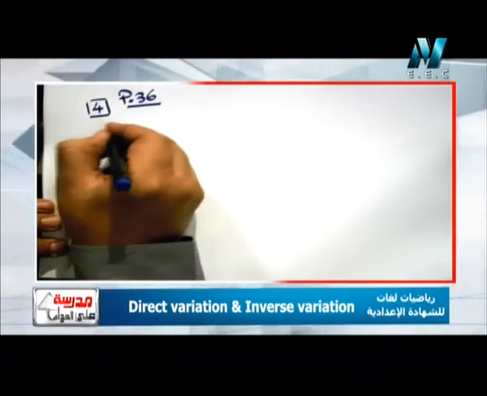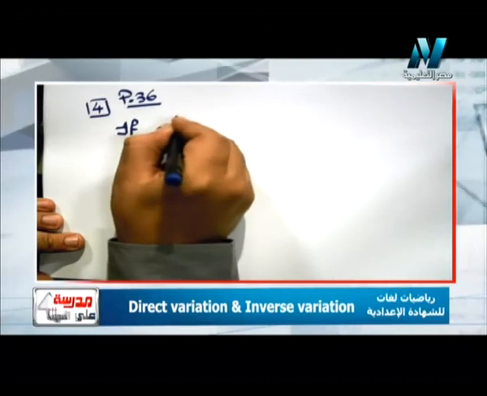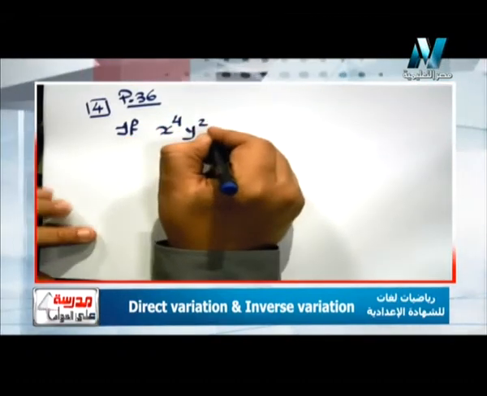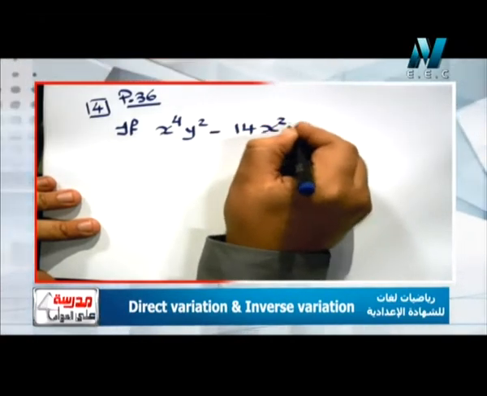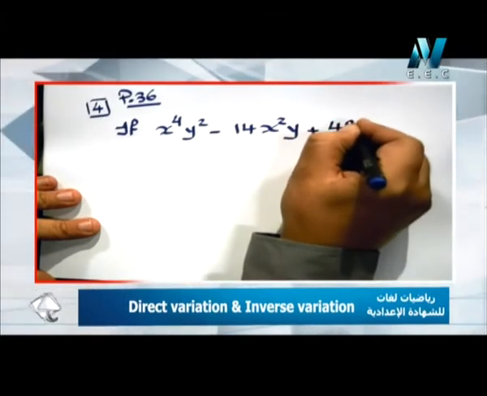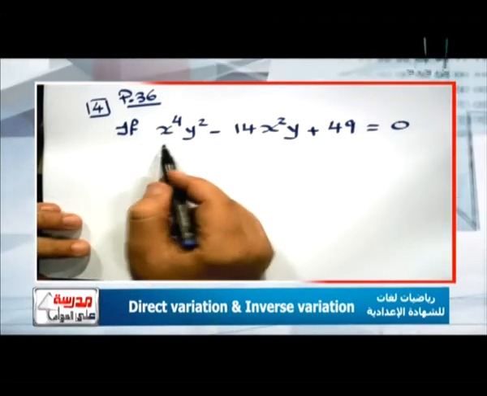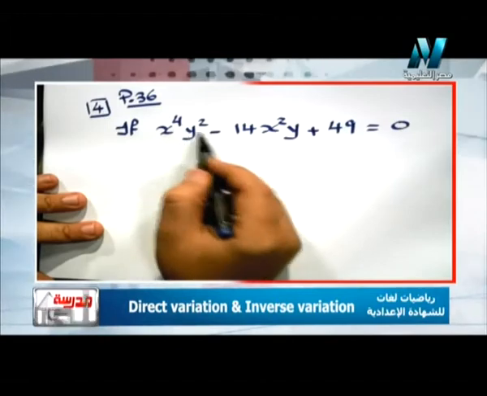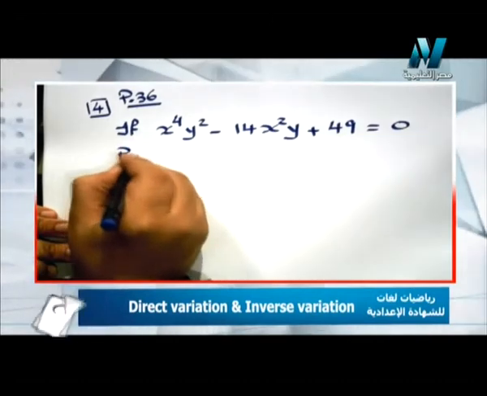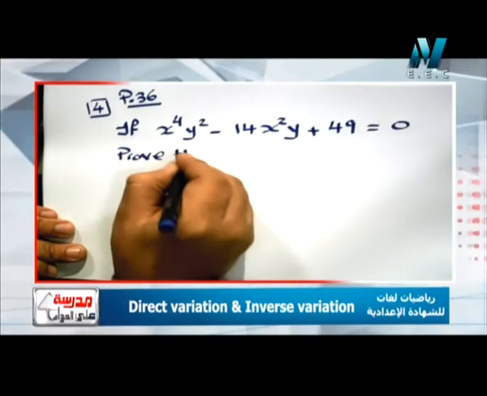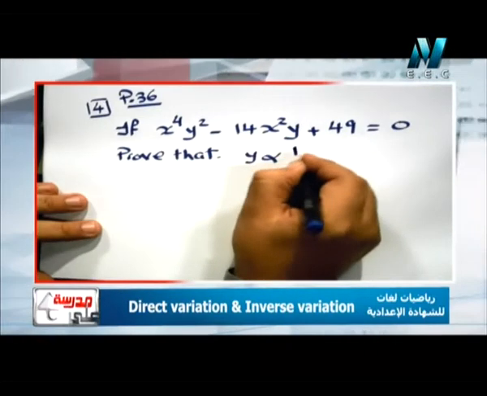Number 4 says: if x power 4 y power 2 minus 14 x power 2 y plus 49 equals 0. What an equation, three terms. Prove that y varies directly as 1 over x power 2.